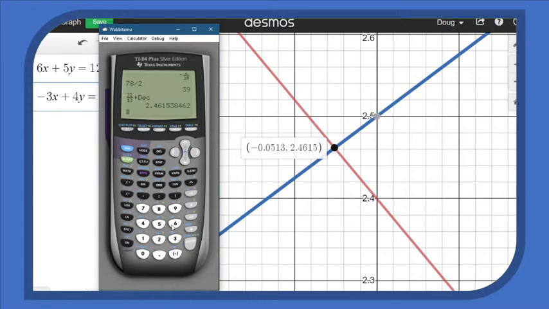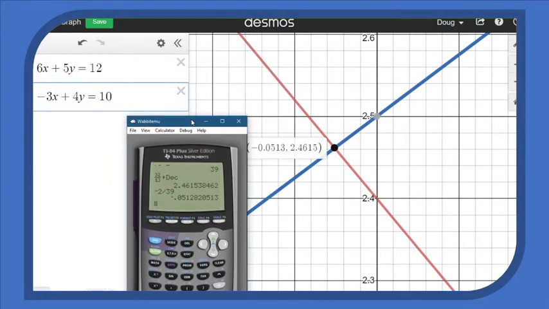The other thing we can look at is our x value, which was negative, what was it? Negative 2/39. So I'll just go -2 divided by 39, and I get, yeah. So this point is the solution, right? It's the location where these 2 things meet.